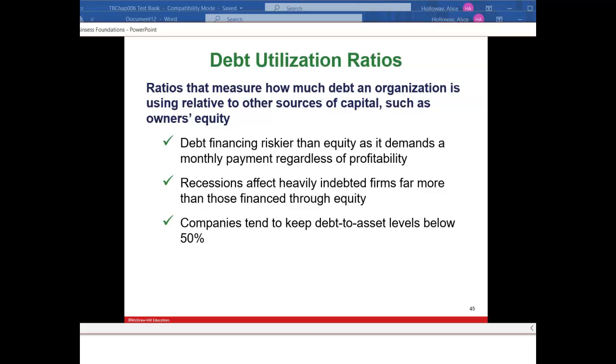Debt utilization ratio. This is on page 456. These are ratios that measure how much debt an organization has relative to other sources of cash, such as owner's equity. Debt financing is riskier than equity, and it demands a monthly payment regardless of profitability. So you have to pay this back no matter what. Recession also affects heavily indebted companies far more than those financed through equity, and companies tend to keep debt to asset levels below 50%. So you want to look at your debt utilization ratio because it provides information on how much debt an organization has relative to other types of capital.